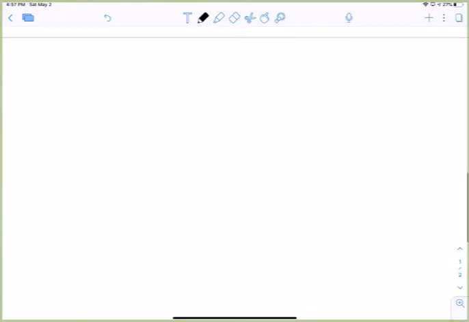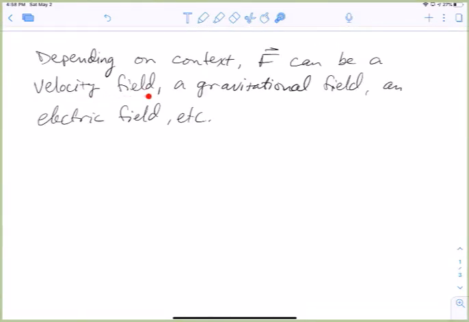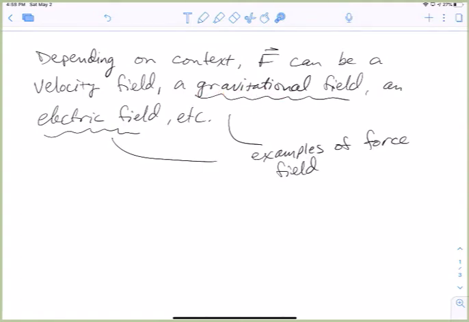And depending on context, f can be a velocity field, a gravitational field, an electrical field, and so on. And the gravitational field and electric fields are actually examples of force fields, because each of these is actually a force, right? So the distortion in space-time that a planet manifests is actually a gravitational field. It is a vector field.